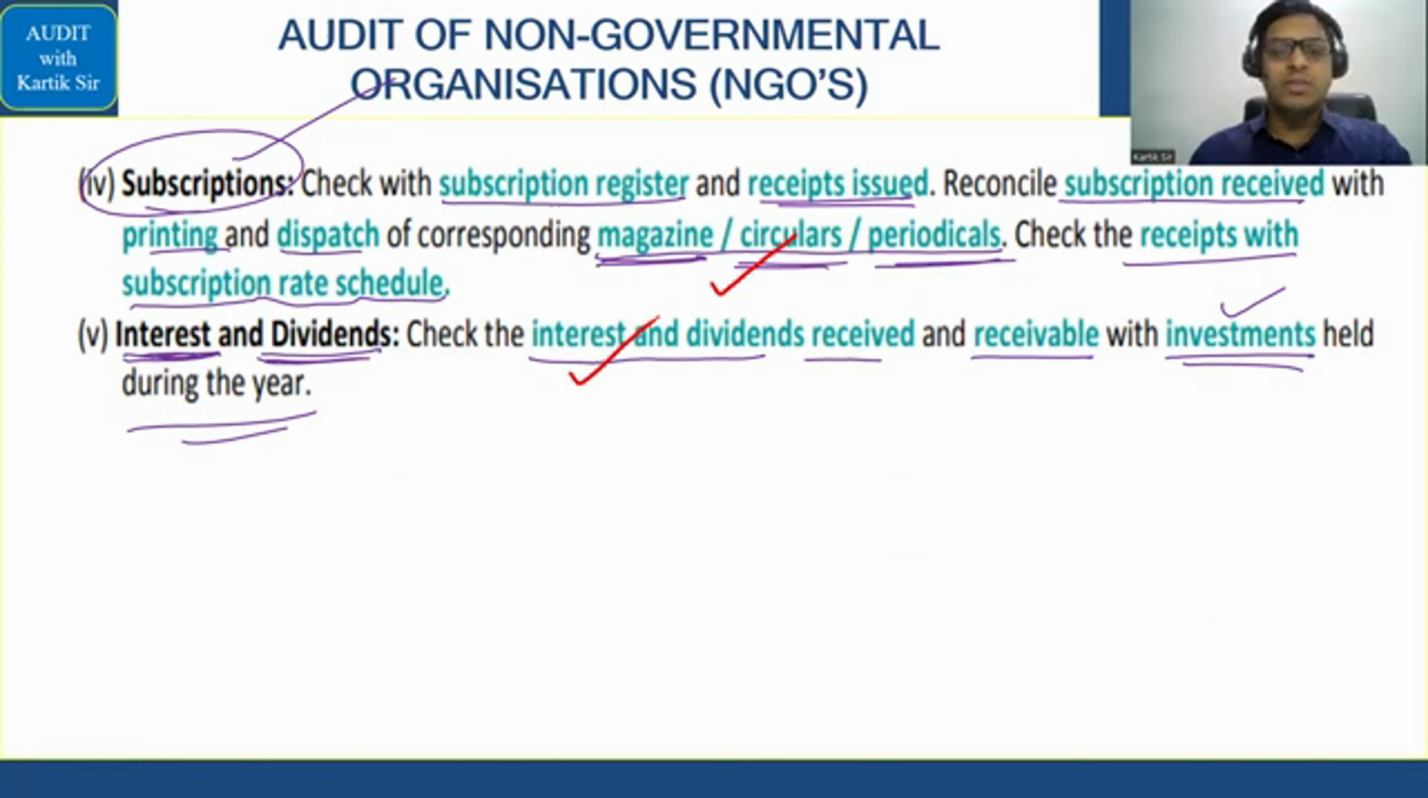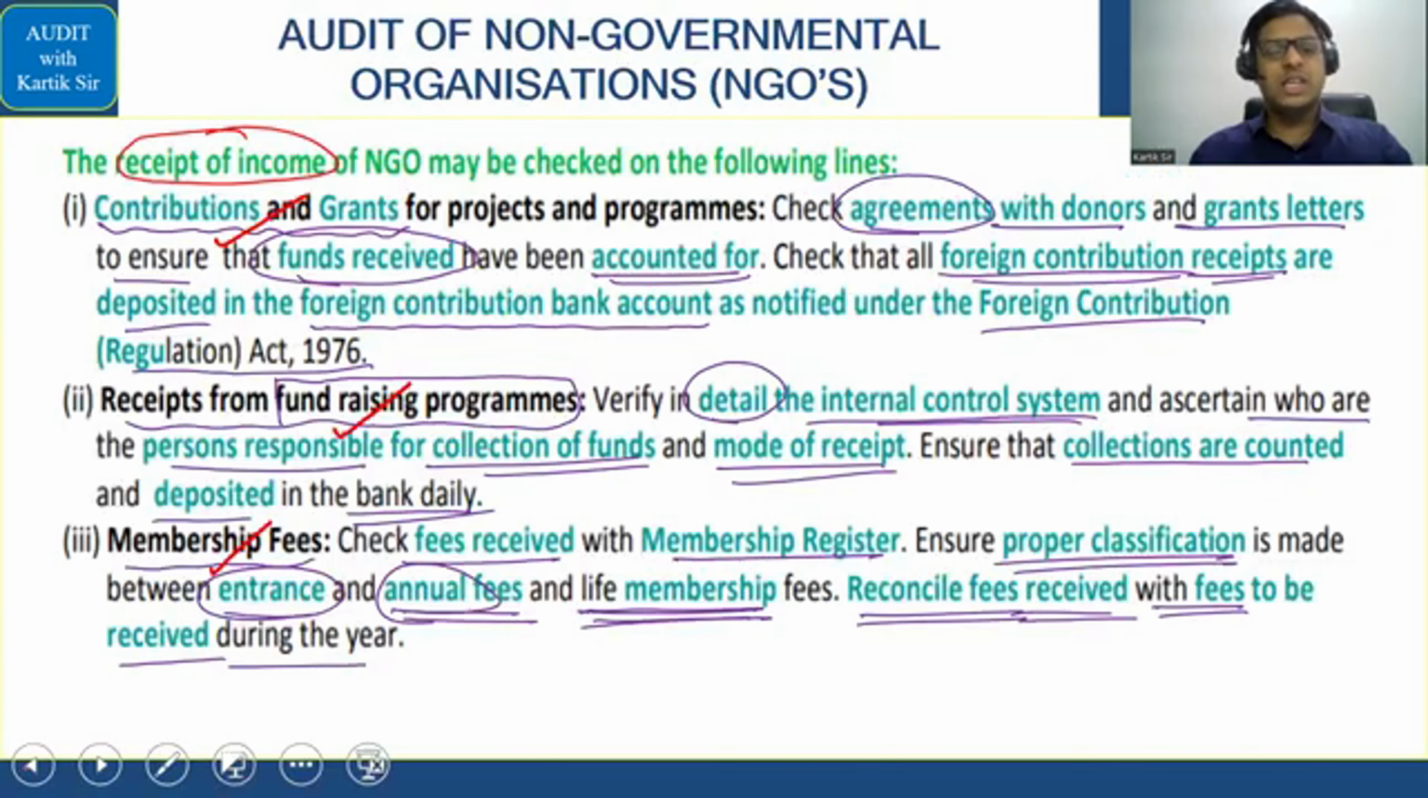ठीक है, इस तरीके से अपने वर्क किया था इस पर. That is basically this answer in relation to receipt of income. Clear एकदम ये? Okay. That completes your 3 answers in relation to NGO. Everybody please tell me in the chat area, very clear, yes or no? Very comfortable.